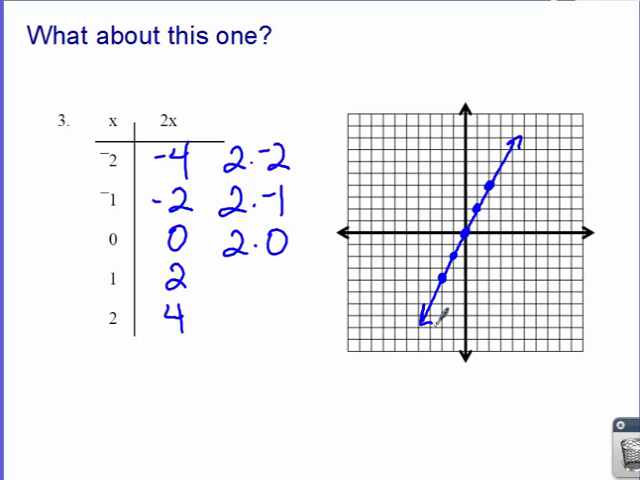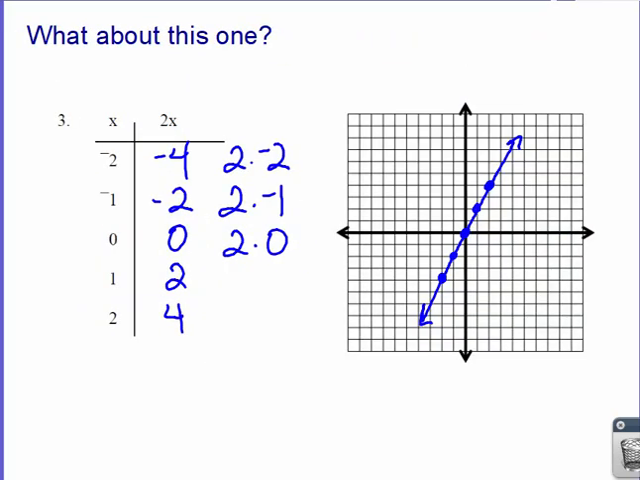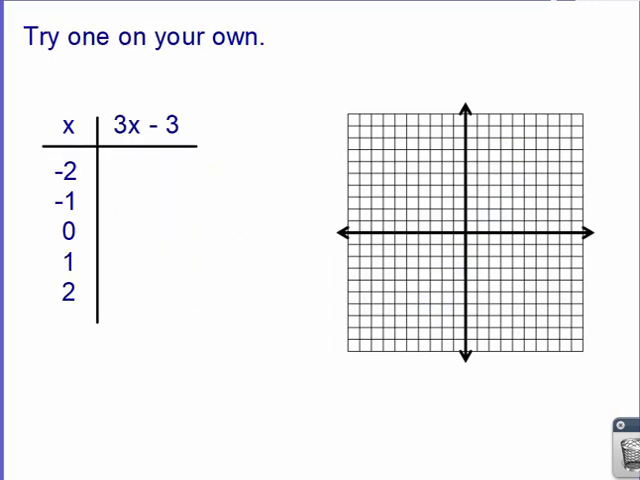Now, do you notice any similarities between this graph and the graph we just did? Hopefully you did. Some of the similarities are, one, it is a line, but the second one is actually steeper than the first one. And later on, we're going to find out why it is steeper. So let's have you try one on your own real quick. Let's take 3x minus 3 and do that one on your own. Pause the video, copy that t-chart down, and graph it.